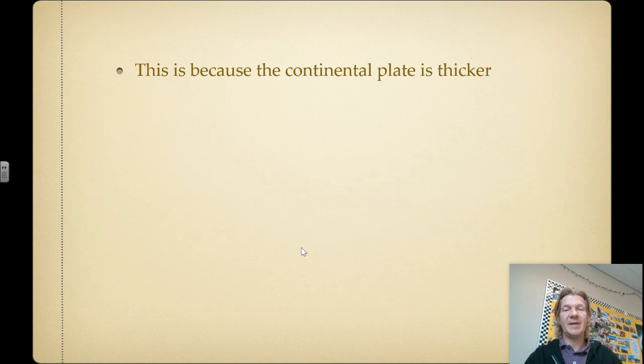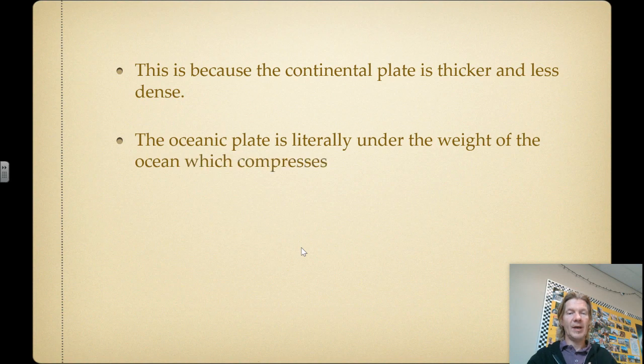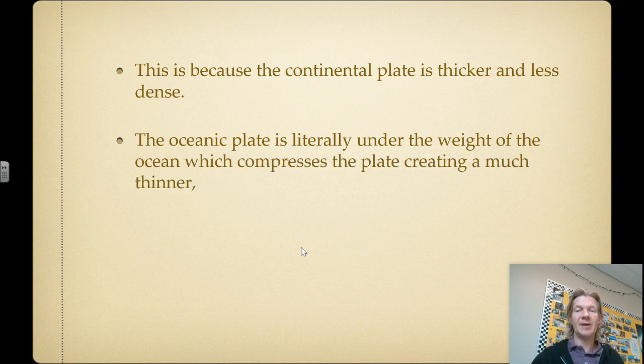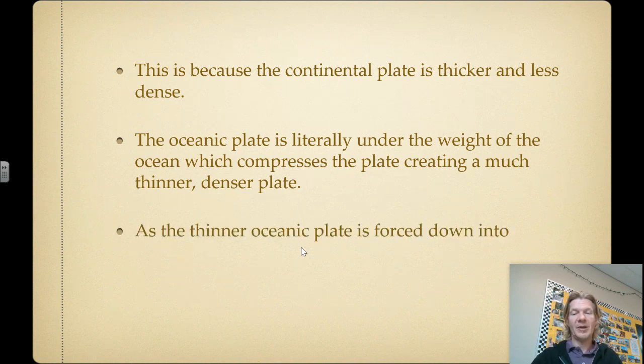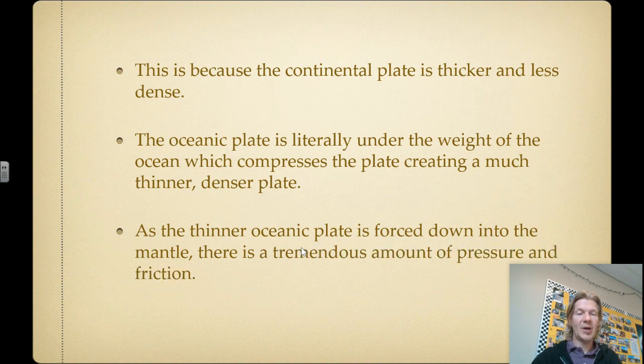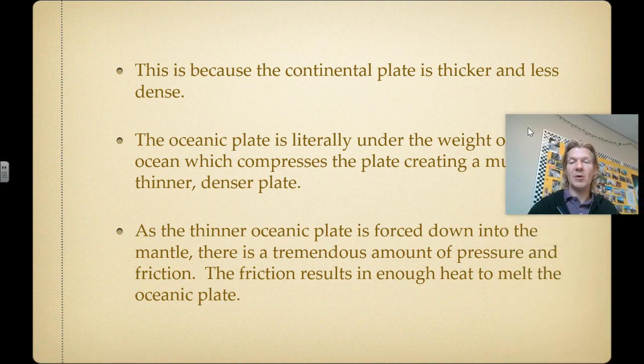Okay. This is because the continental plate is thicker, right, and less dense, and the ocean plate is thinner and more dense. The ocean plate is literally under the weight of the ocean, which compresses the plate, creating a much thinner, denser plate. So as the thinner ocean plate is forced down into the mantle, there's a tremendous amount of pressure and friction. The friction results in enough heat to melt the ocean plate.